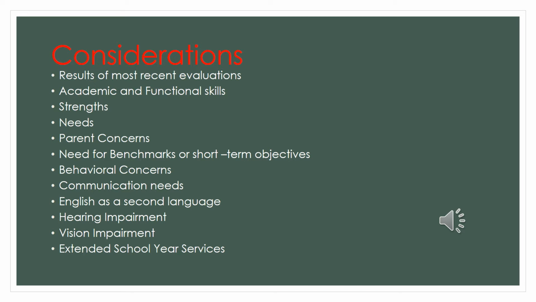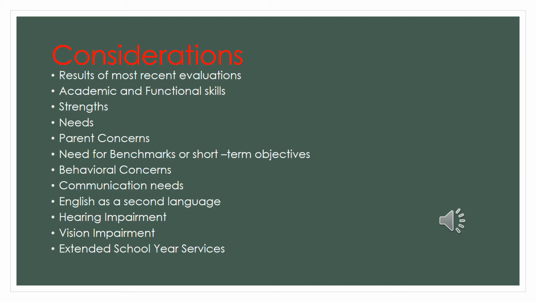The results of the most recent evaluations should include the last of the eligibility evaluations, a brief summary of that information, and also the conclusions of any review of existing data or assessment reviews that have been done since that last eligibility meeting. A brief description of the academic and functional skills as well as the student strengths and needs.